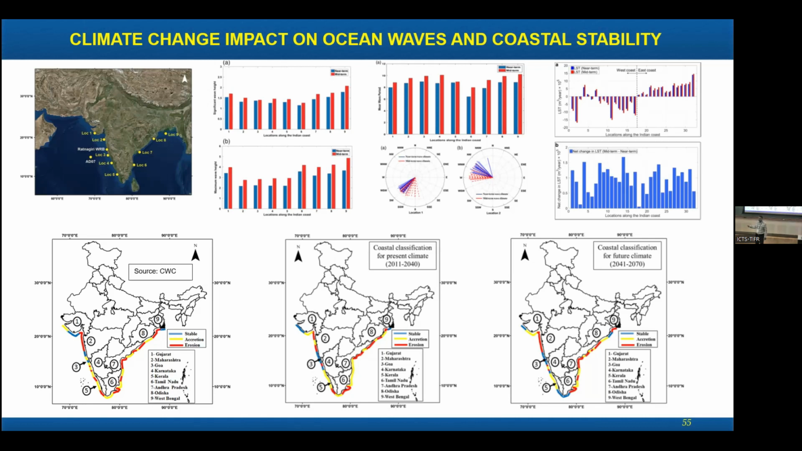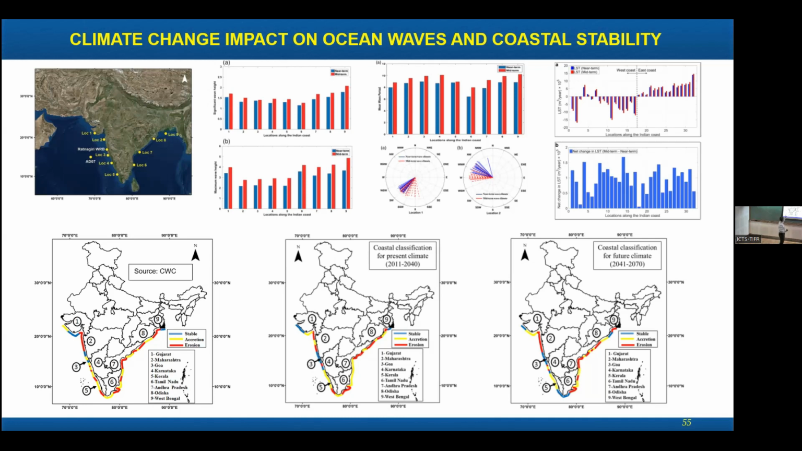So in the real ocean, we have completely random waves. So when we try to calculate, we find such parameters and then only we apply. In this case, I'm now going to talk about the climate change impact on ocean waves. And then I will talk about coastal stability later. But when I'm talking about ocean waves, this significant wave height is the one that we usually compute and find out.